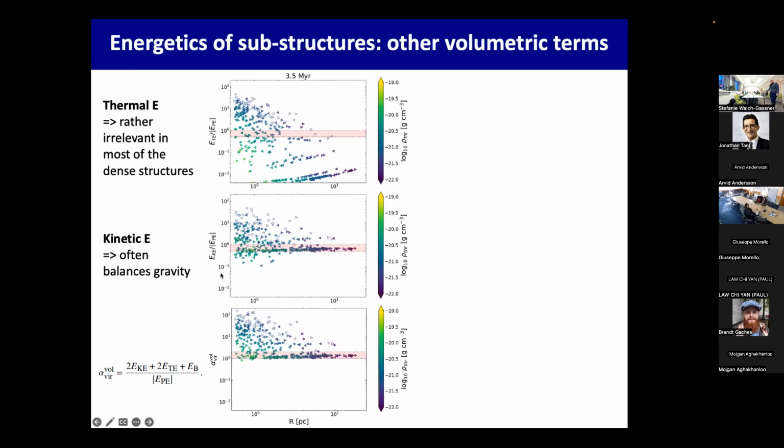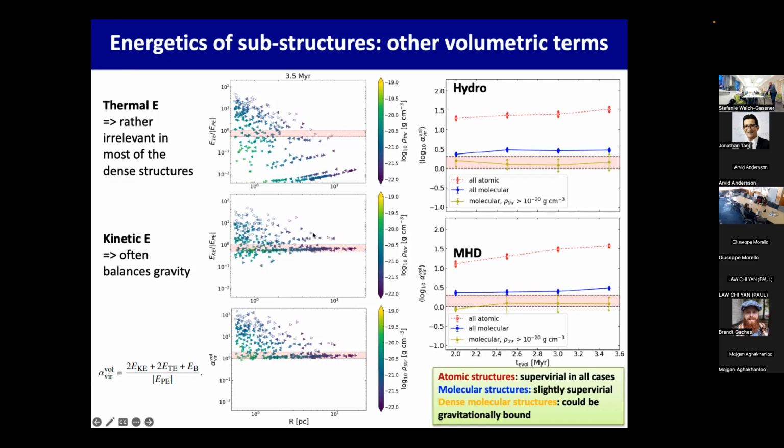Then kinetic energy actually can balance gravity quite well. So you see that just kinetic over potential already brings you up to almost virialized. And if we put everything together, so this is kinetic, thermal, and magnetic over potential energy, then we have basically no structures which are below 1. But there are many structures which are below 1 and 2. Now the question is, does it mean that these structures are gravitationally bound or not? This is now the question, because quite some substantial amount of mass in all of the clouds is contained in these structures.